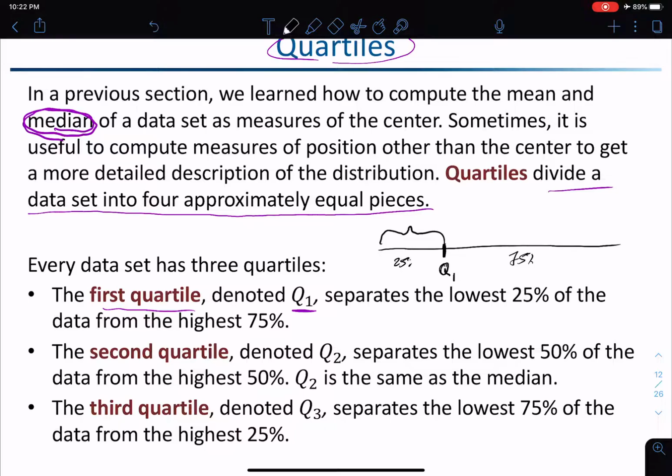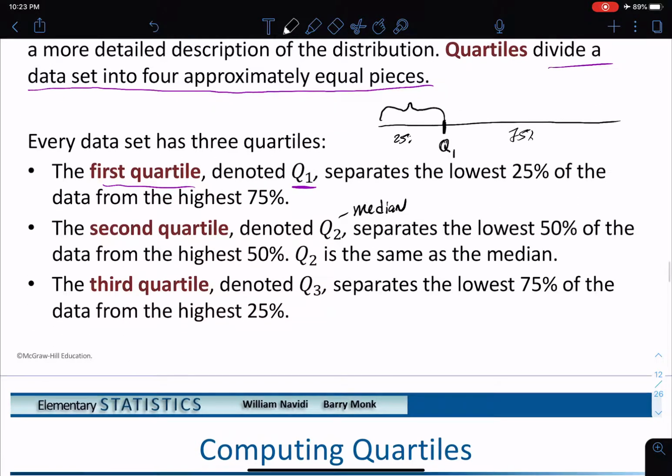The second quartile, Q2, and by the way, Q2 is also known as the median. Makes sense. Q2 would be at the 50th percentile, where the median is. Q2 separates the lowest 50% of the data from the highest 50% of the data. That's Q2. And Q3 has a similar idea.